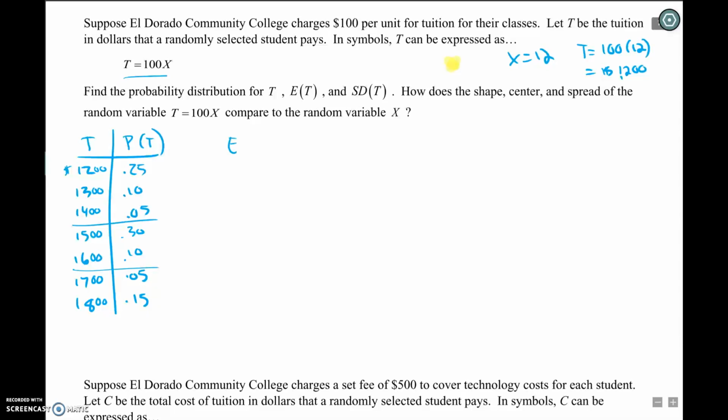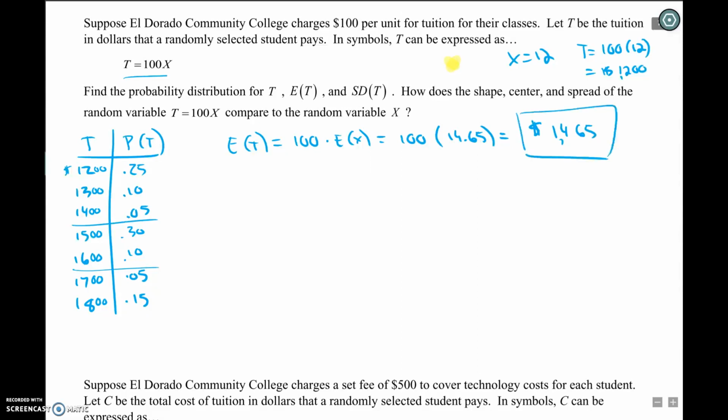To find the expected value, my linear transformation is simply multiplying by 100. So its expected value is just what you'd expect. It's 100 times the expected value of x. That is 100 times the 14.65 that we got before. So your expected tuition that you're going to pull in per student on average is $1,465. And again, show your work, do the calculation.